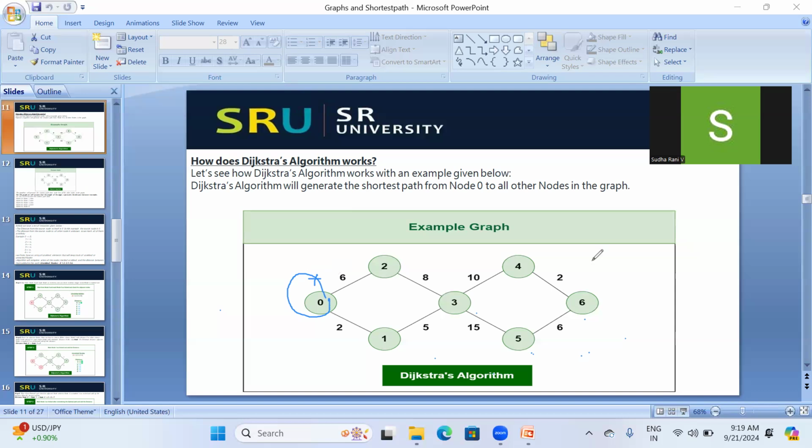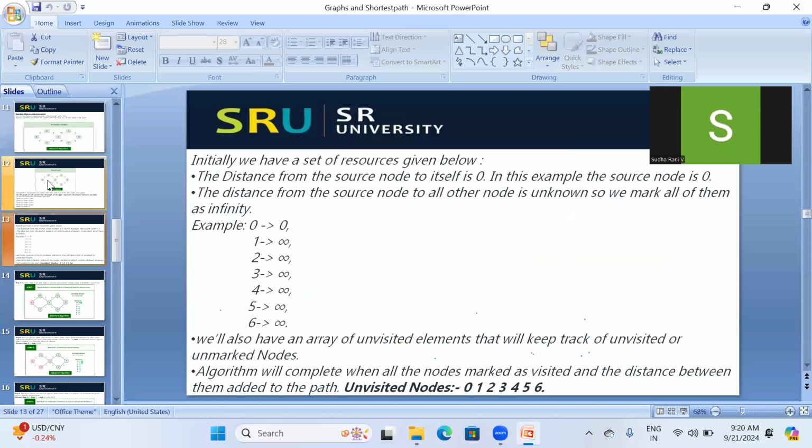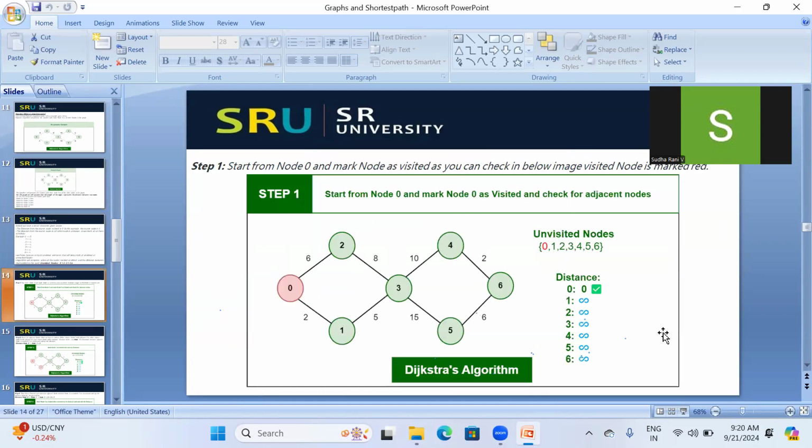So I used to take 0 as the value for 0. The value for 0 is always 0. Why? Because it is not having any edge value. So I'm considering the value as 0 in my first iteration. See here, I'm traversing at the 0 node, and the value for the 0 node is always 0.